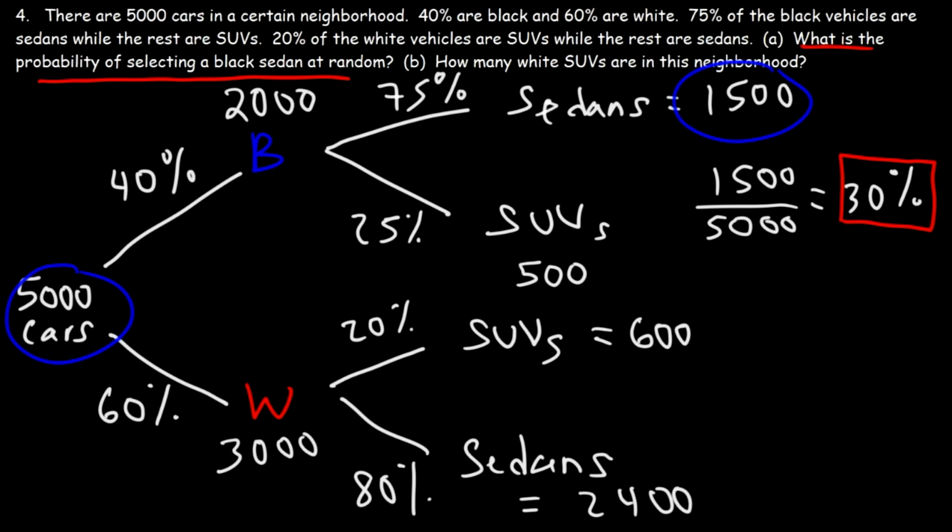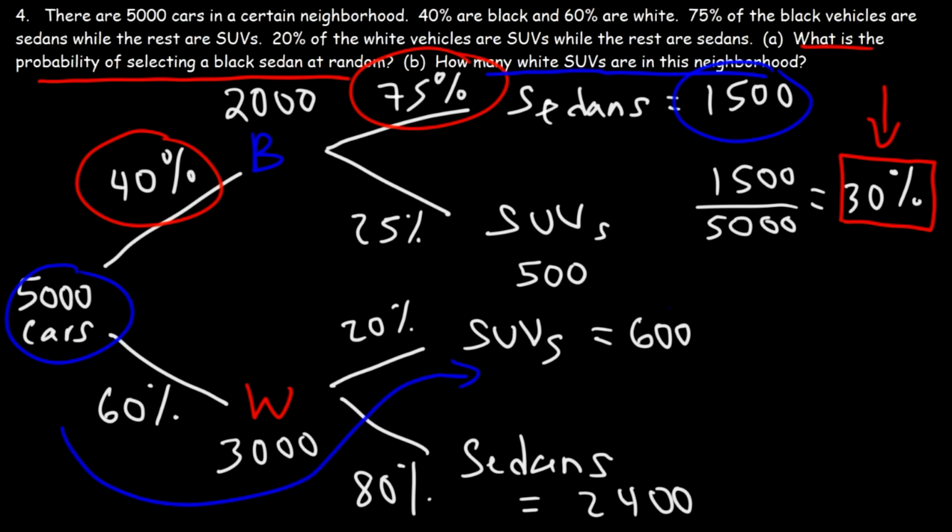Now there's another way in which you can get that same answer, and it's by multiplying these two percentages. So if you multiply 0.4 by 0.75, it will give you 0.3, which is equal to 30% if you multiply 0.3 by 100. So that's the second way to get the answer. Now, part B. How many white SUVs are in this neighborhood? Now, we already have the answer to that question. It's 600.